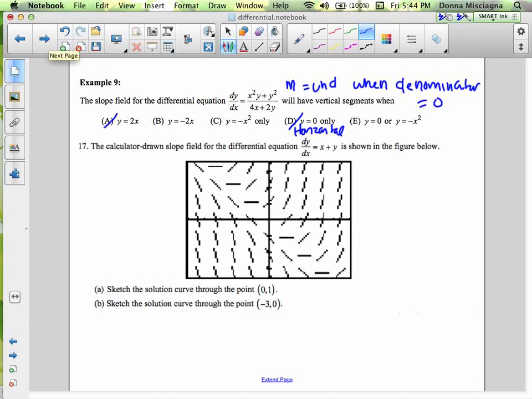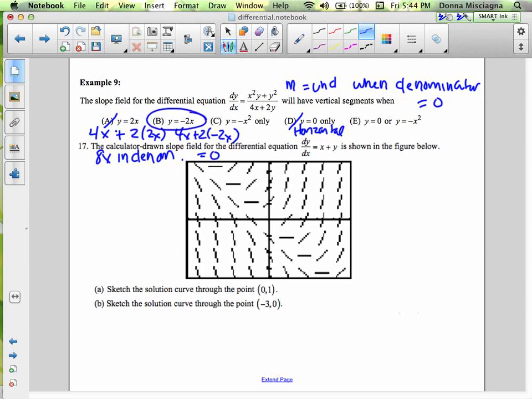Let's try negative 2x. I'm going to focus on the denominator. I'd have 4x plus 2x, so I'd have 8x in the denominator. I don't know why I was even bothering to plug into the numerator. That's just extra work. We don't really care what's in the numerator. So that's okay. But look at this one: 4x plus 2 times negative 2x. That's going to give me 0.